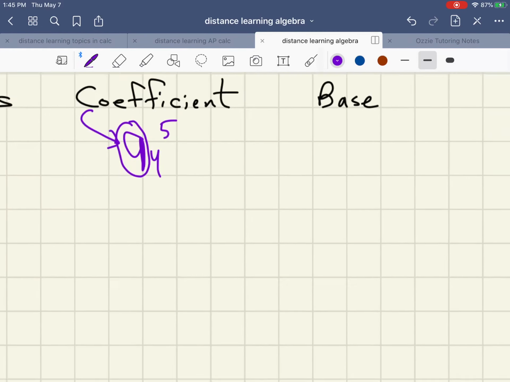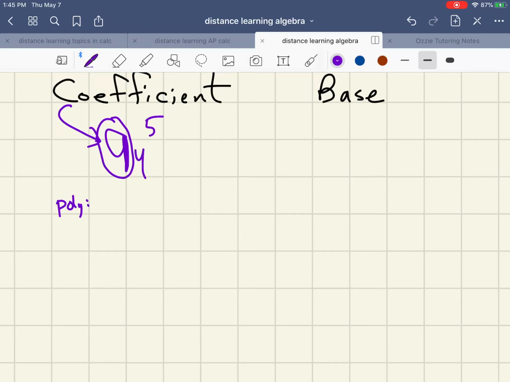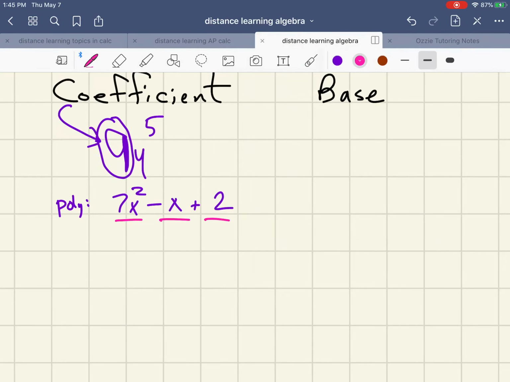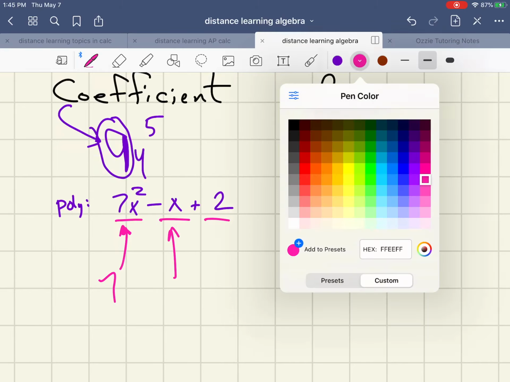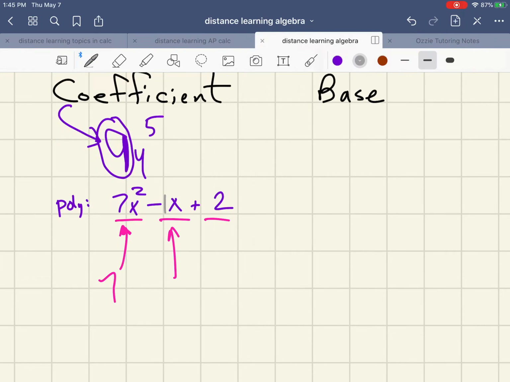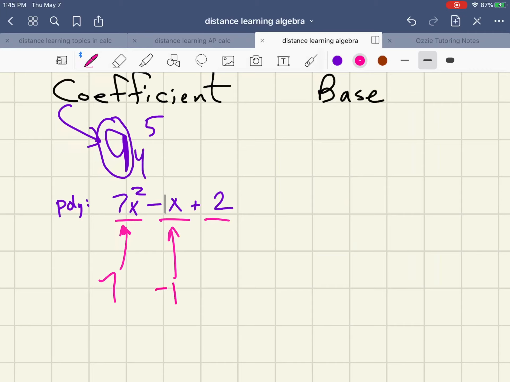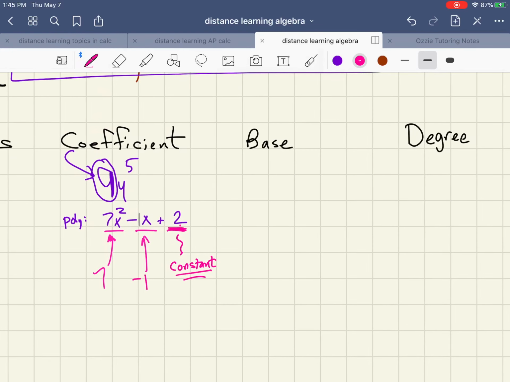So here's a polynomial. 7x squared minus x plus 2. We look at each term and we can determine the coefficient. So the coefficient of this term is 7. The coefficient here, even though we can't see a number there, there's a negative 1. So the coefficient for that middle term is negative 1. And this term without a variable is actually called a constant. So when there's no variable, it's just a constant, not necessarily considered a coefficient.